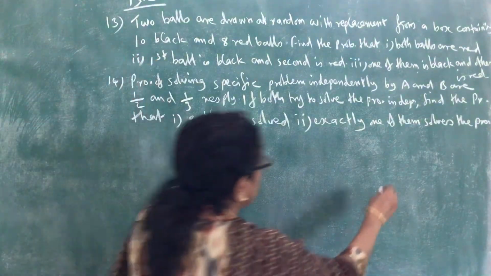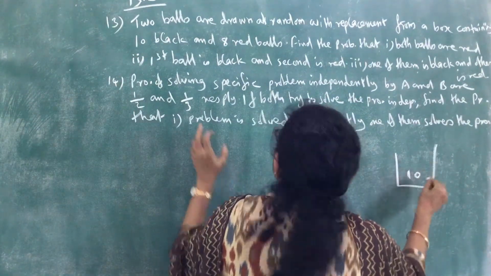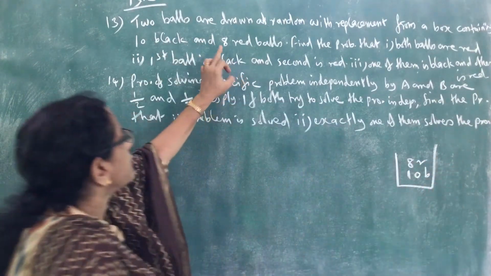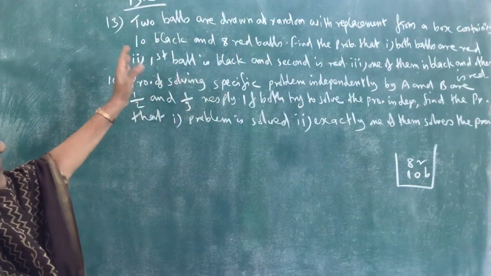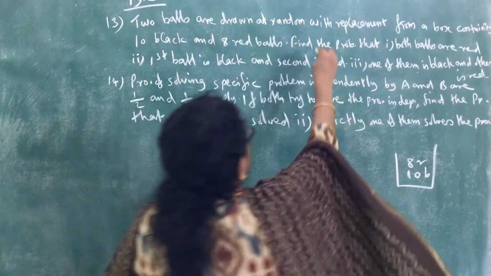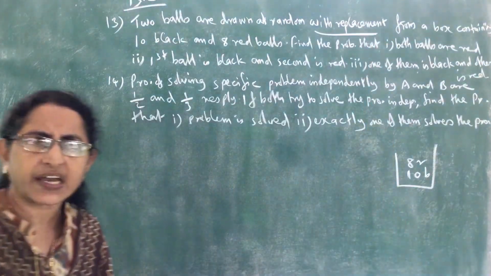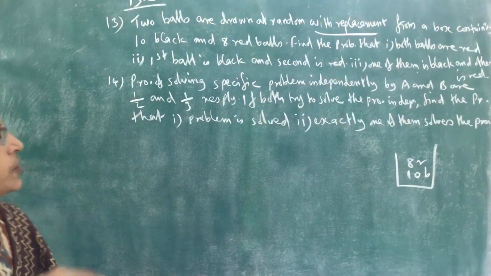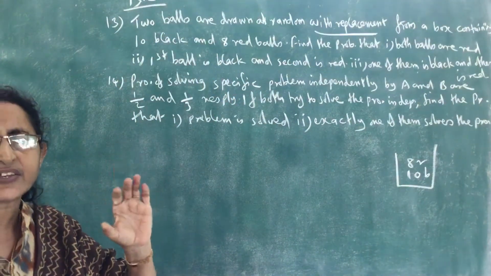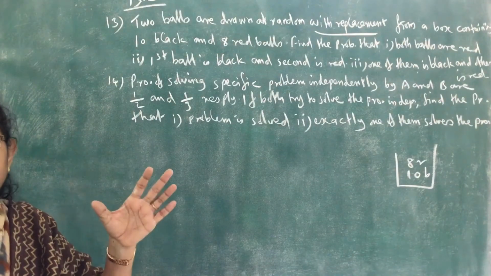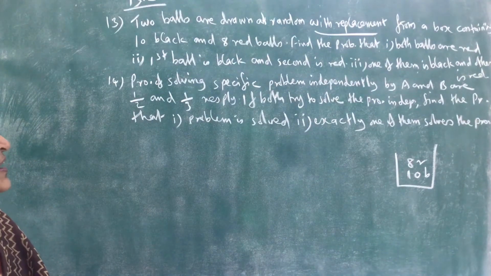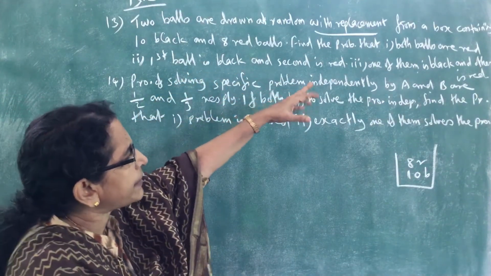So in a box there are 10 black and 8 red balls. Two balls are drawn at random with replacement. So one ball is taken and kept back. We can understand that the two balls are not taken together, but drawn one by one with replacement. Now we want to find the probability that both balls are red.